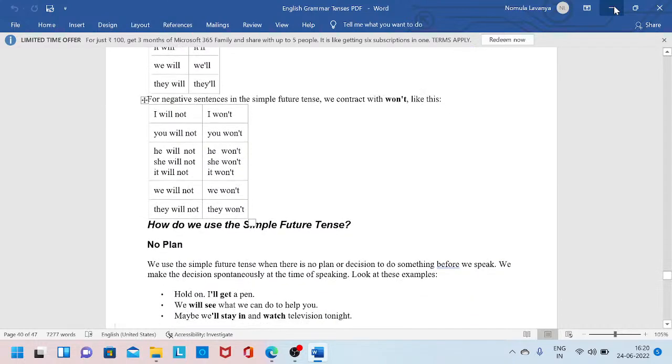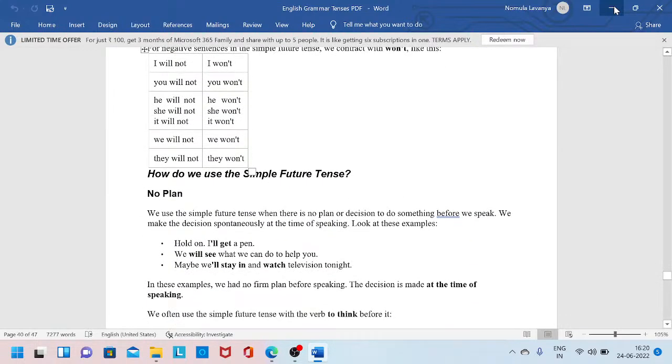And how will we use the simple future tense? No plan: we use the simple future tense when there is no plan or decision to do something before we speak. We make the decision spontaneously at the time of speaking. Look at these examples. "Hold on, I will get a pen." "We will see what we can do to help you." "Maybe we will stay in and watch television tonight." There is no plan for this, it is sudden, spontaneous acting. In these examples we had no firm plan before speaking. The decision is made at the time of speaking.